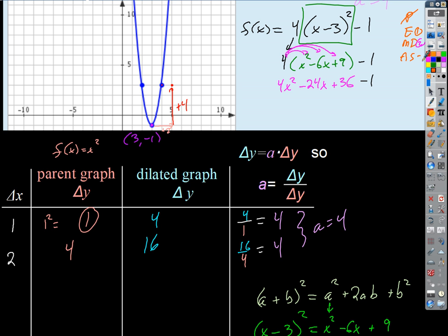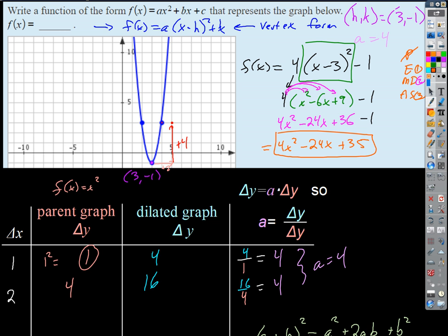I'm just going to combine those, right? So I end up with 4x squared minus 24x plus 35. Yep, that's our answer. That was sure a lot. It seems like a lot, but it's because we talked about it. Really, we didn't do that much.